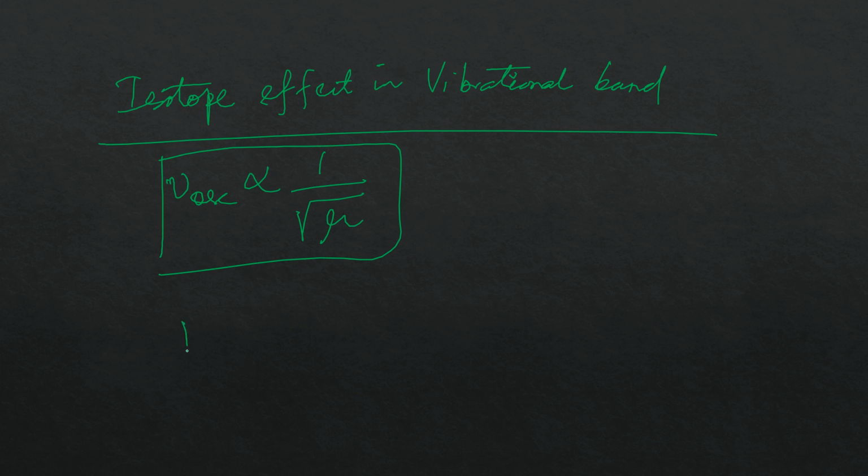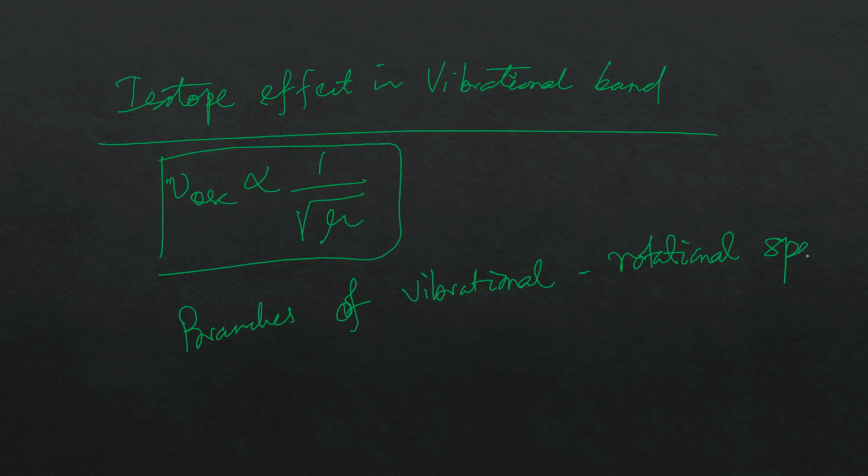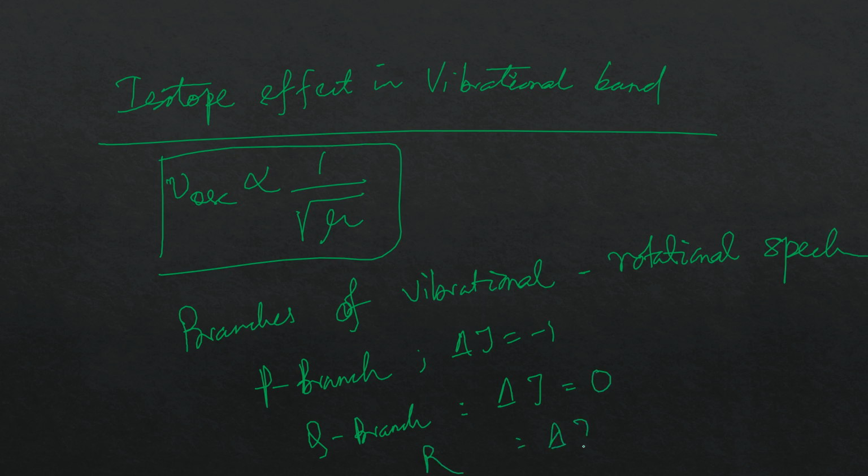So there are some branches of the vibrational rotational spectrum. Okay. What are the branches? Branches are P branch. In P branch, what happens? Del J is equal to minus 1. Q branch, del J is 0. R, del J is 1. Okay. Next is the question here.